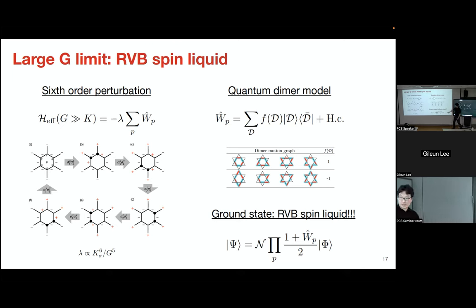Okay, so this is the ground state wave function of the effective Hamiltonian. Basically, we choose some arbitrary state from the unperturbed ground state manifold, and then we apply this projection operator. What this projection operator does is make sure the resulting state has plus one eigenvalue for the WP operator. Then that is the minimum managed state, right?